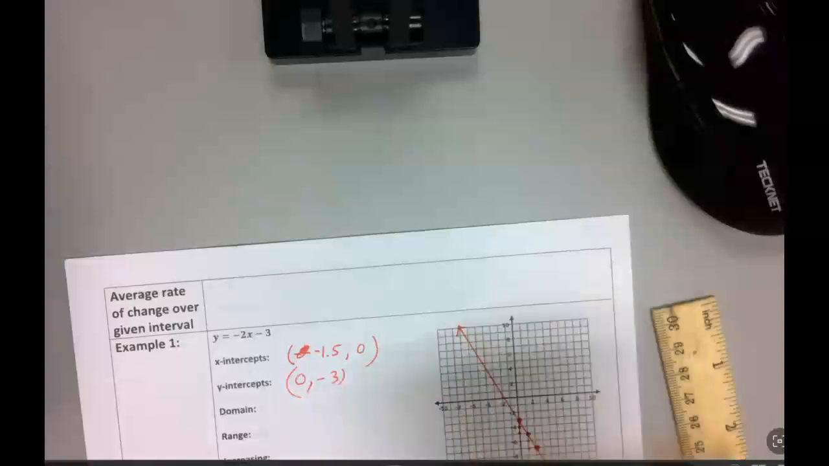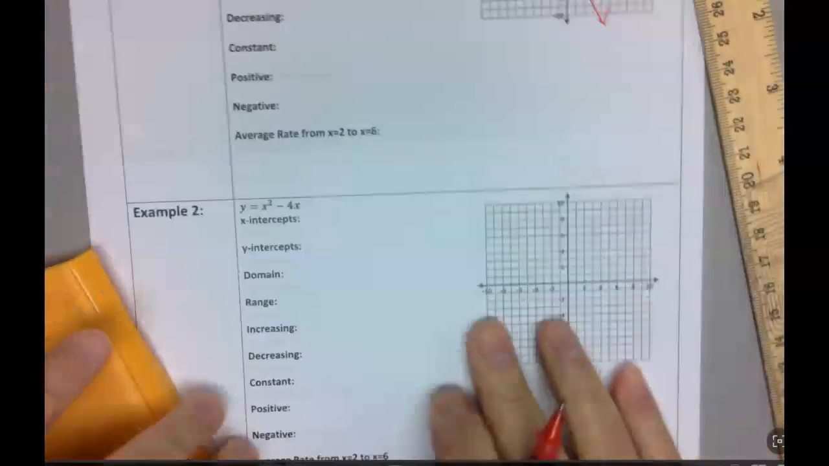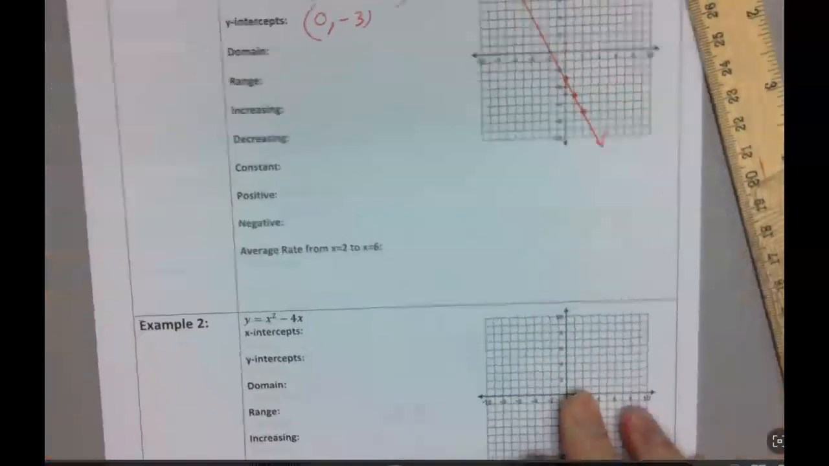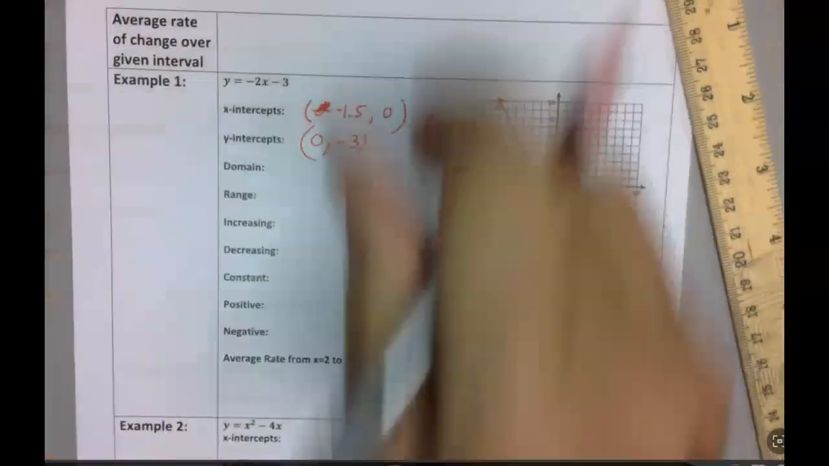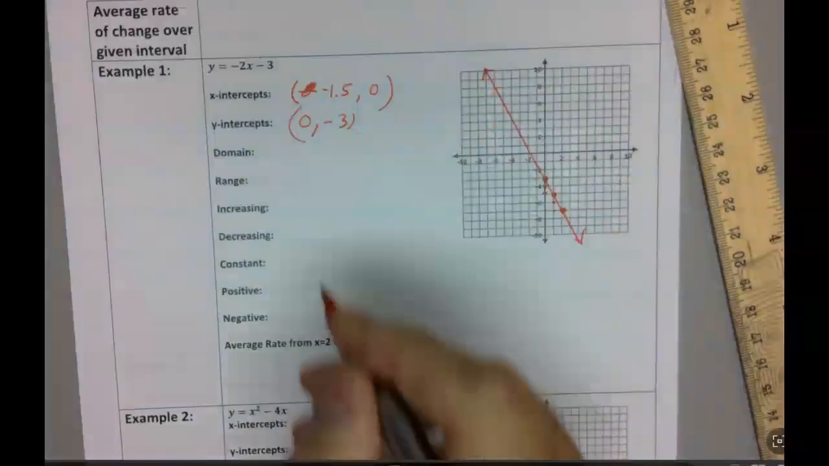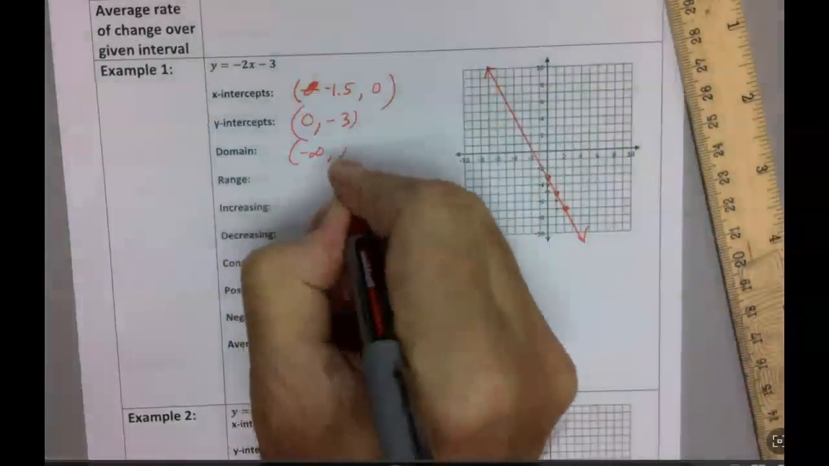The domain of any line is all real numbers, and so is the range.